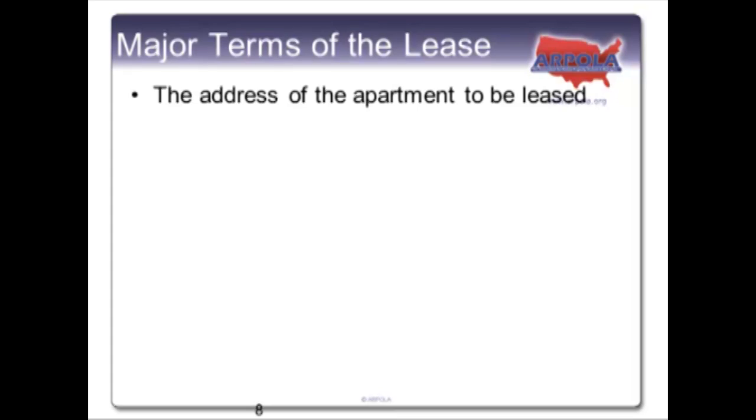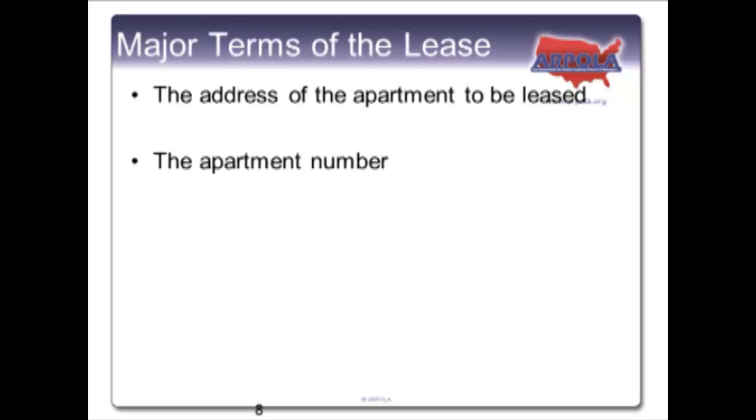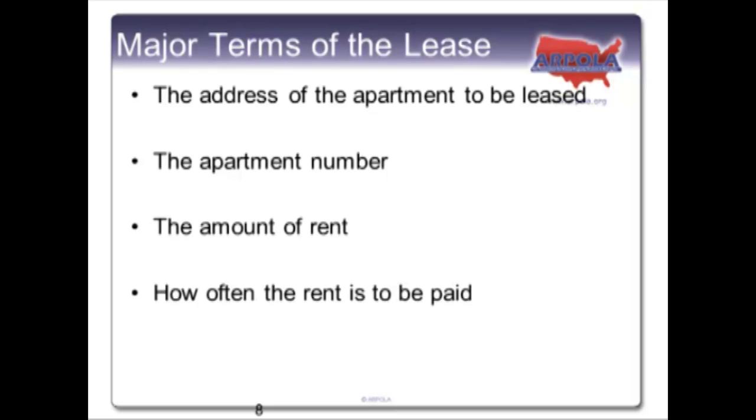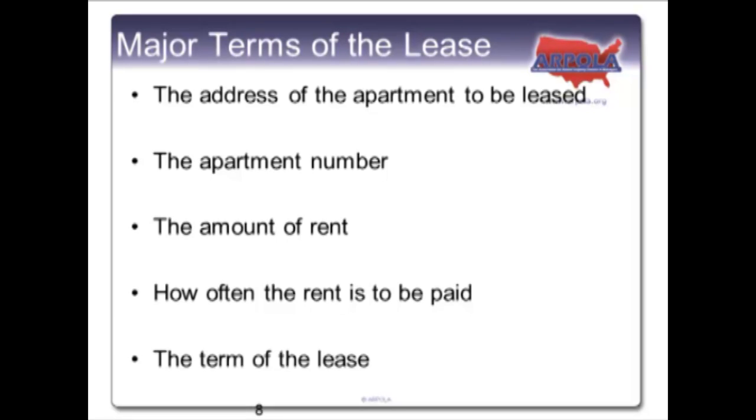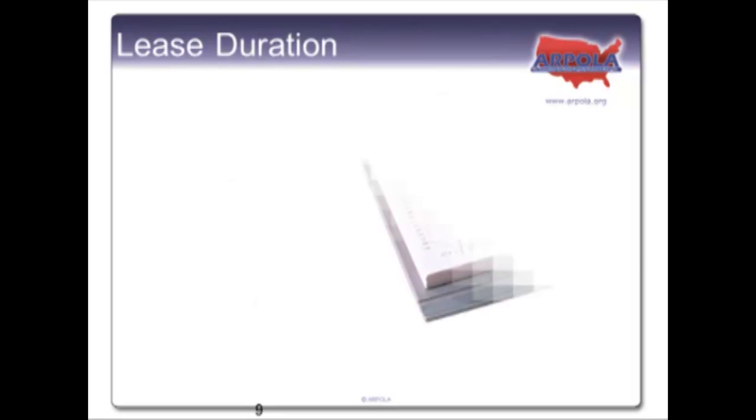Some of the major terms of the lease obviously have to include the address of the apartment to be leased. So when you sign that lease, either the address or the unit number has to specifically appear in there. If it is a multi-unit complex, then you will also need the apartment number specifically, not just the address of the actual community. The amount of rent needs to be present, how often the rent is to be paid, and the term of the lease. Is it month to month? Is it one year? So how long does the person have inside this contract?